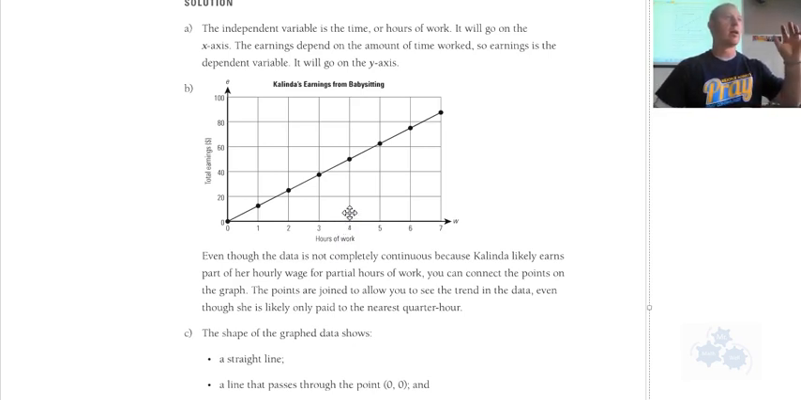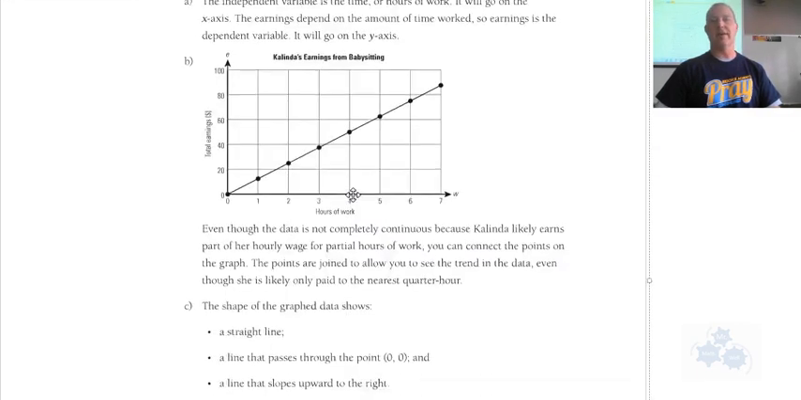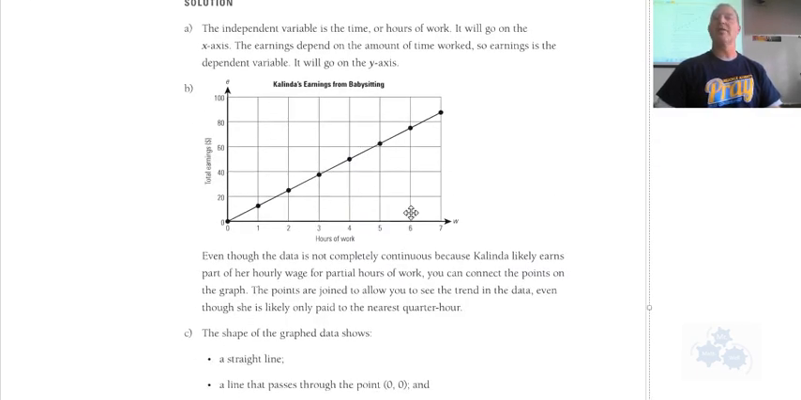It says 12.50. Why? What does it mean? It's in the question. She makes 12.50 an hour. Okay, fine. Where does 12.50 fit on this graph then? It would be at 1 hour. After 1 hour of work you get 12.50.